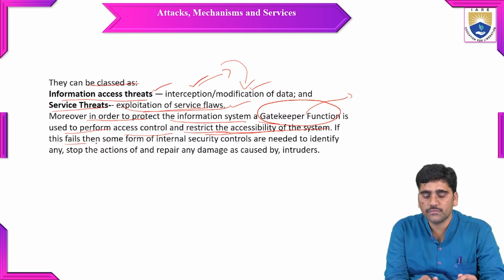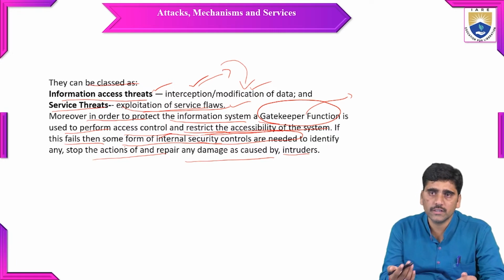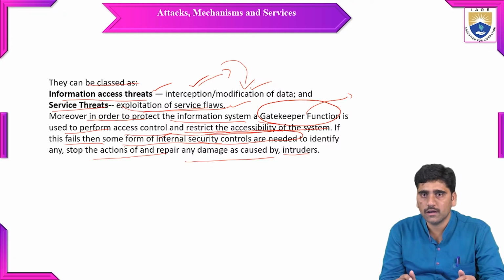So if this fails, then some form of internal security controls are needed to identify any intrusion, stop the actions, and repair any damage caused by intruders. If and only if the gatekeeper function fails, some form of internal security controls are needed to identify whether any attackers have entered or caused damage. That is what you need to identify with the help of this model.